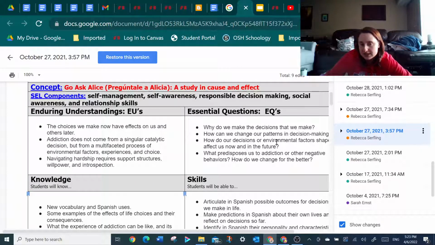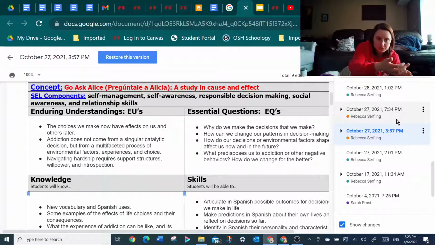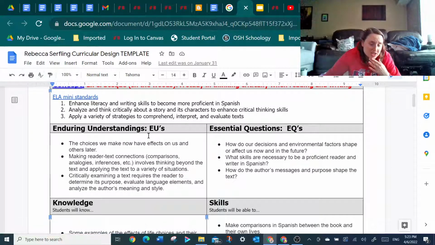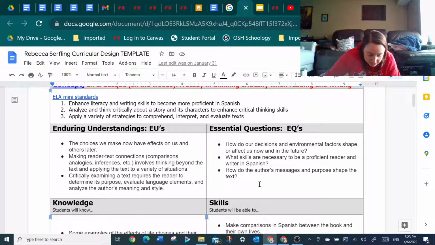So I'm glad that I decided to take a 3-way approach, thanks again to Vanessa: an SEL part to this, an ELA standard of text, reader text connections, and then an ELA standard of purpose, intent, themes, and message within text. And then brain-based learning.